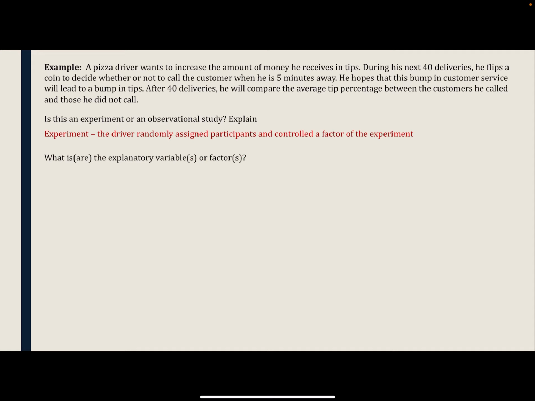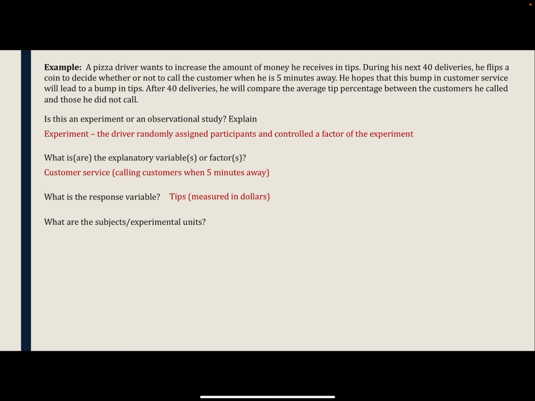We kind of already said this. What are the explanatory variable, also called factor? And that would be the customer service, whether or not he's calling them when he's 5 minutes away. The response variable is going to be the tips, right? Whether or not he's getting more tips when he calls. The subjects are the customers. And then, is this a blind study? And we would say yes, because the customers have no idea that they're even part of an experiment.